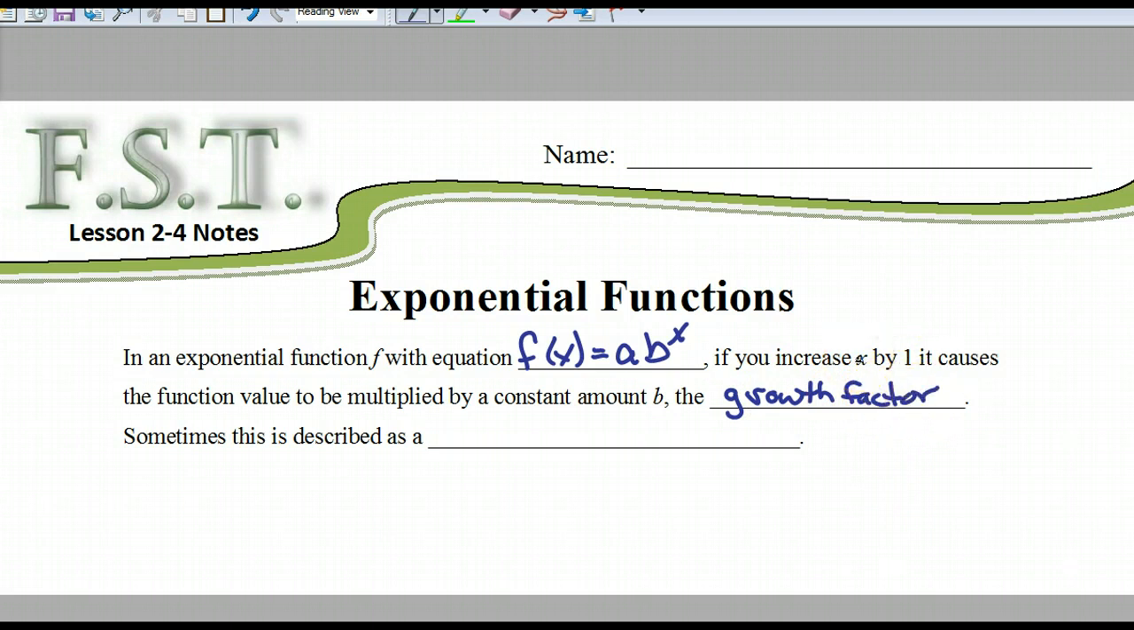Sometimes this is described as a percent of change. Is the b the constant amount b? Is that the b that's in the equation too? Yeah, the b in this equation, it's not like the linear equation. This is different. The b in this one is how much you're multiplying it by every time. So like you start with 2, and then you multiply it by 2 again, it would be 4, multiply it by 2 again, it would be 8. Okay?